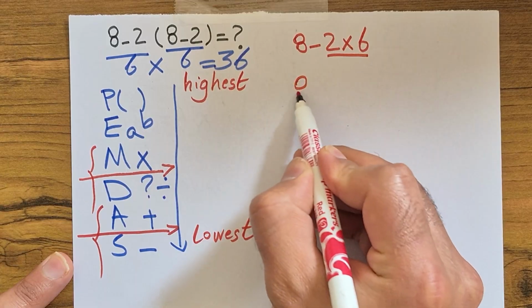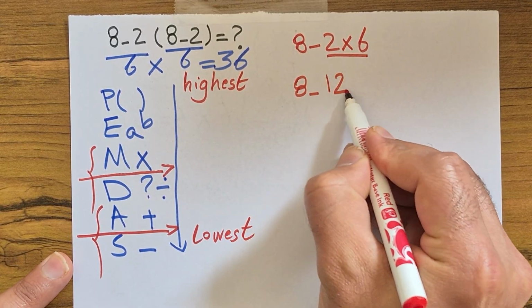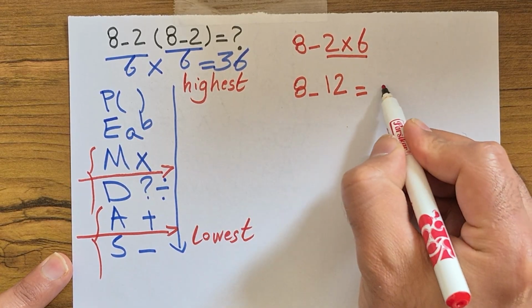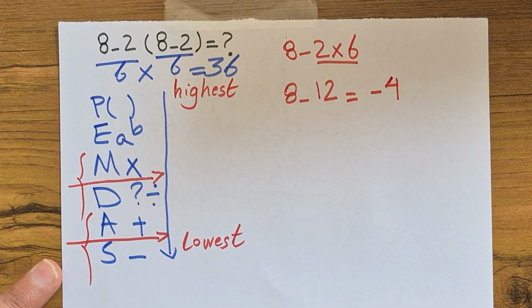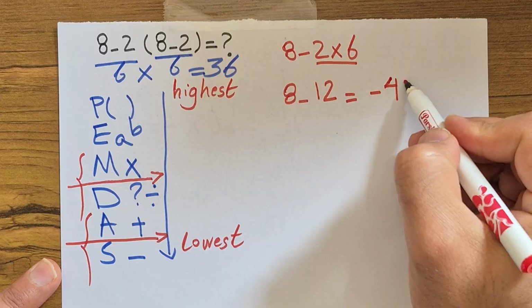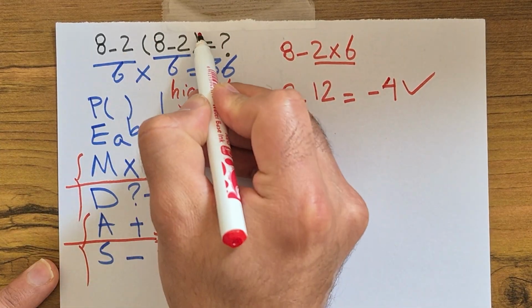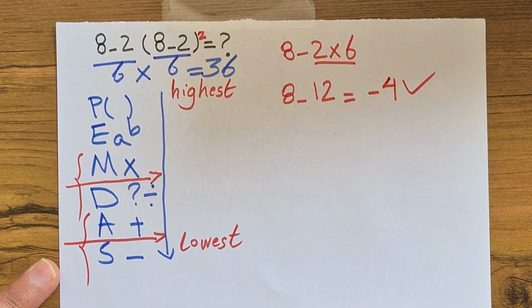So 2 times 6 gives us 12, right? And 8 minus 12, that's just a subtraction, gives us minus 4. And that's the final answer, the correct answer. So as your homework, what would the answer be if we had the whole parentheses raised to the power of 2?